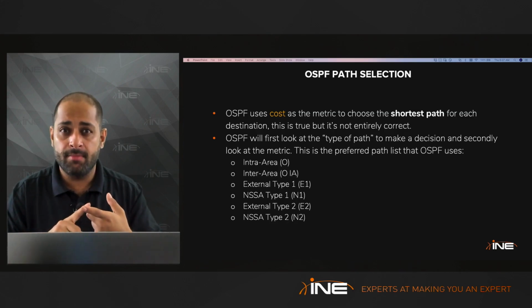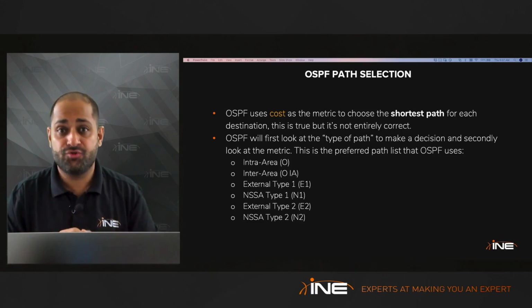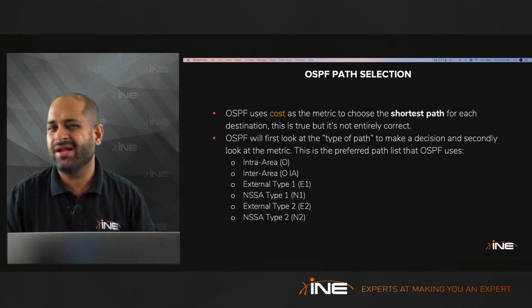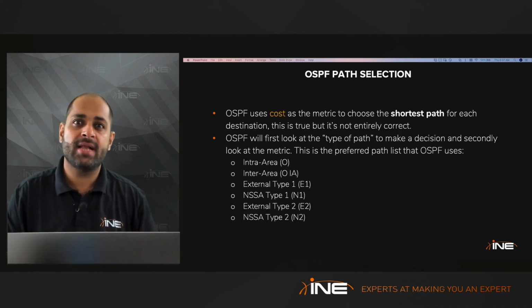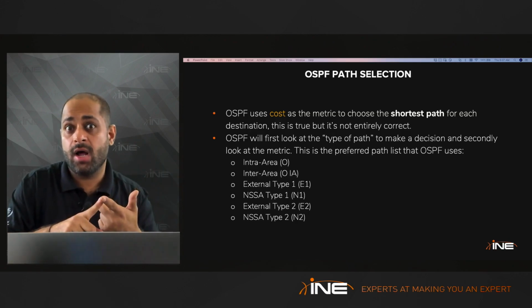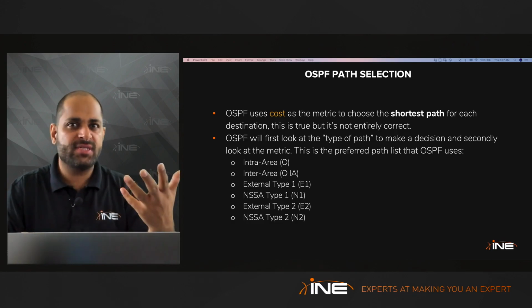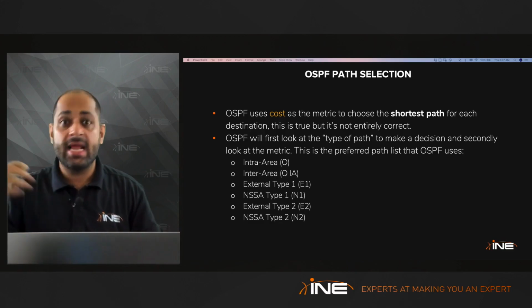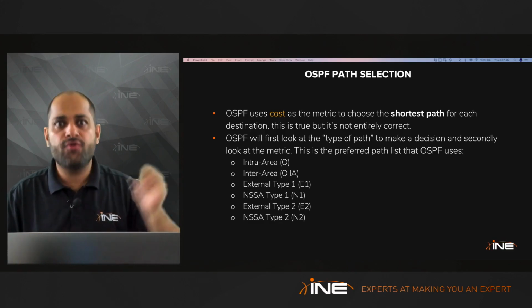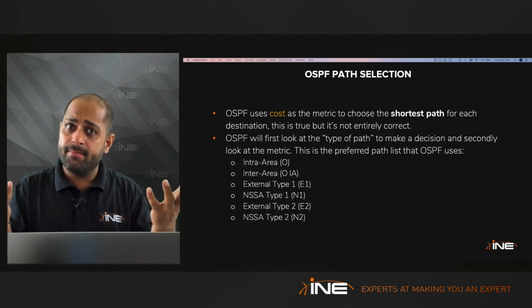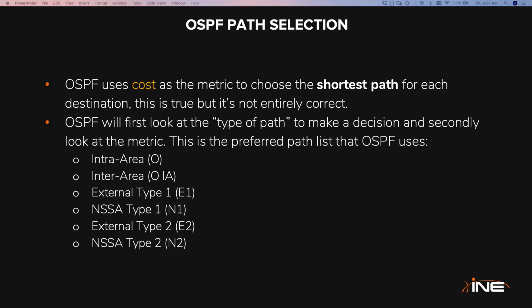If the prefix length is the same, it goes to the next criteria, which is administrative distance. If that is the same, it does not look at cost. That's why I say that cost is not entirely correct, because before cost, it looks at O routes or OIA routes or OE routes or ON routes or OE2 routes. If I receive an intra-area route versus an inter-area route, I would prefer the intra-area route. O routes are preferred over OIA. If that is the same, it then goes to metric. So OSPF will first look at the type of path to make a decision and secondly look at the metric.